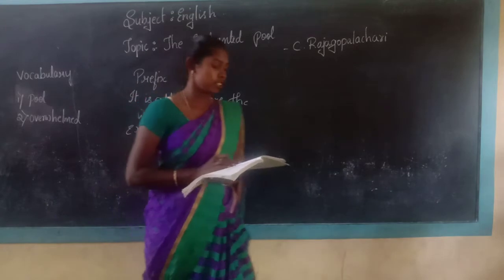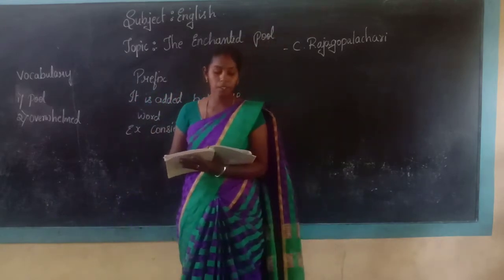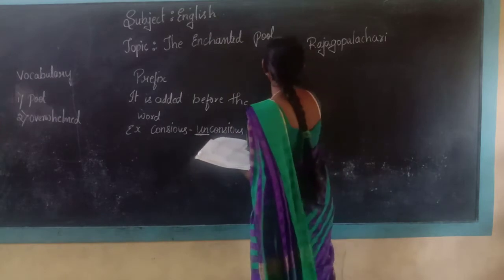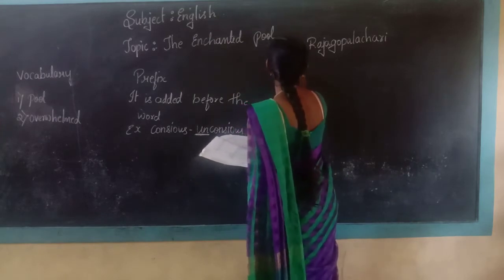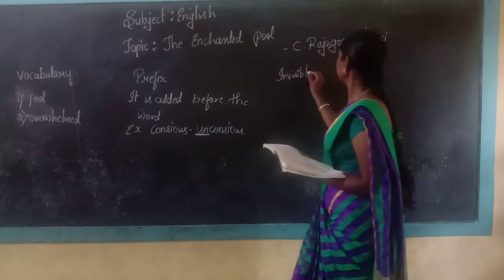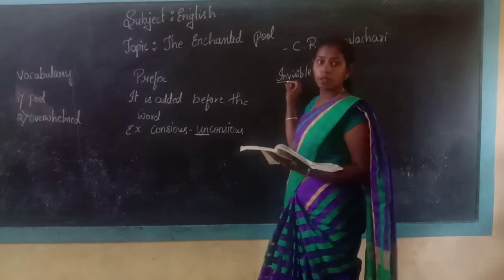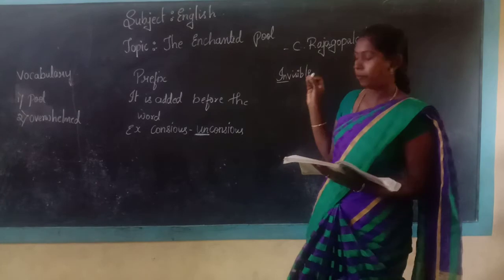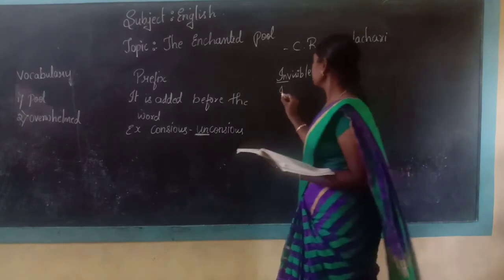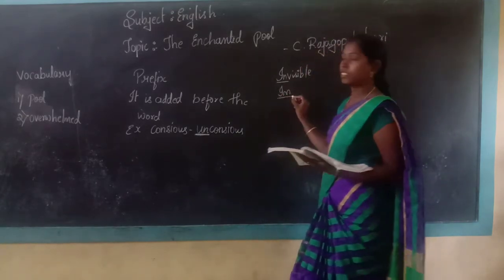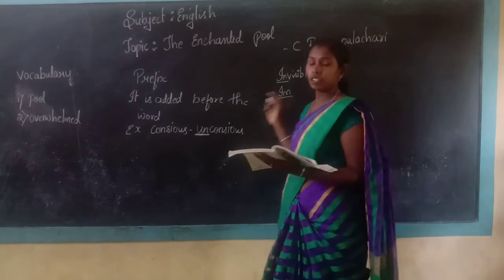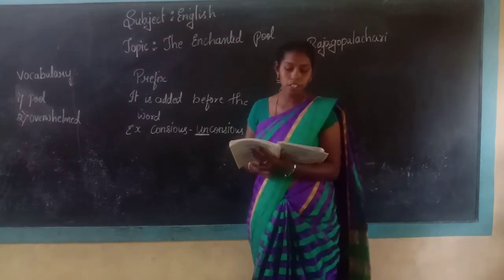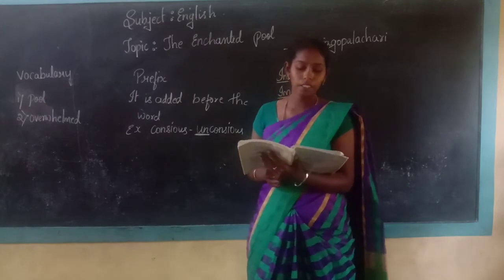I am going to read the next word. The invisible being laughing in scorn. So here, invisible. In is a prefix. Next word, impartiality. Im is a prefix. Okay? Are you understanding it? Yes. We can form the opposites by adding prefixes to words.